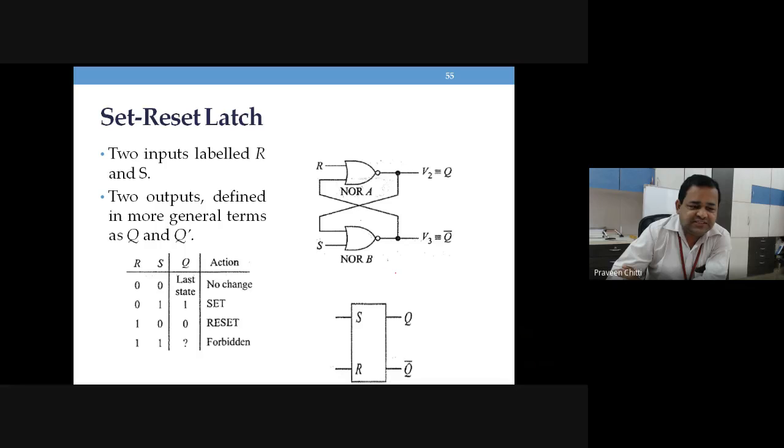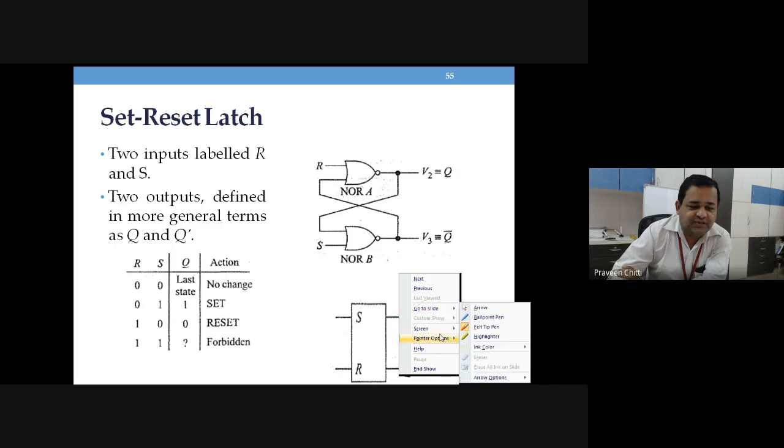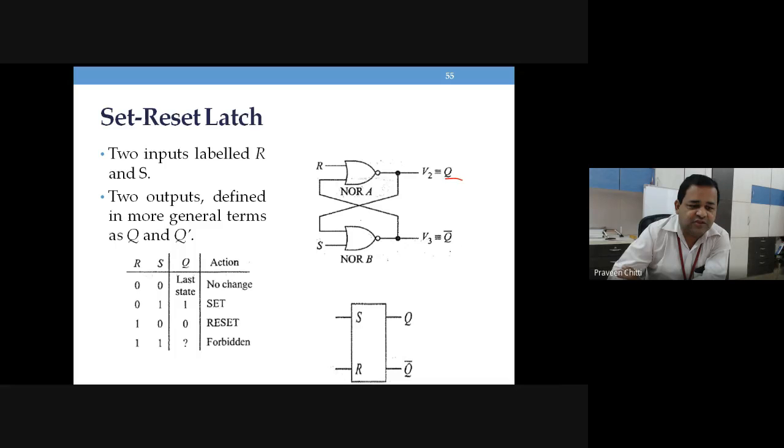The latch will have one or more than one input and two outputs, and the two outputs will always be a complement of each other. So you can see here Q and Q bar will be the two outputs. This is the block diagram of the SR latch. Two inputs are shown and two outputs, and the two outputs are complement of each other.